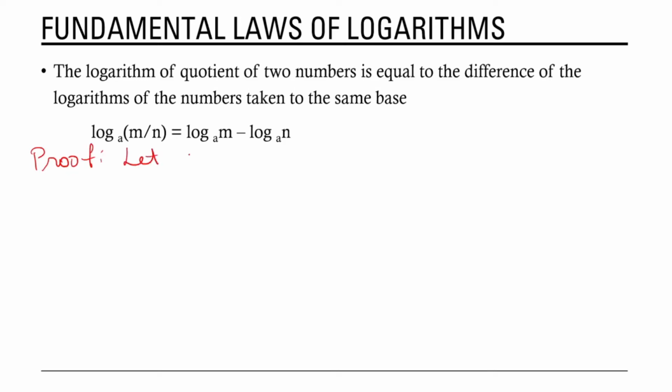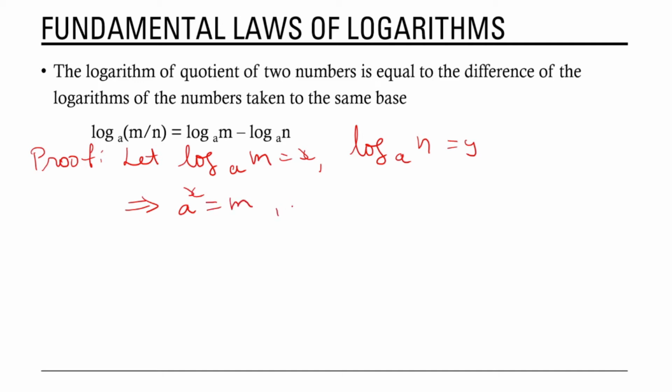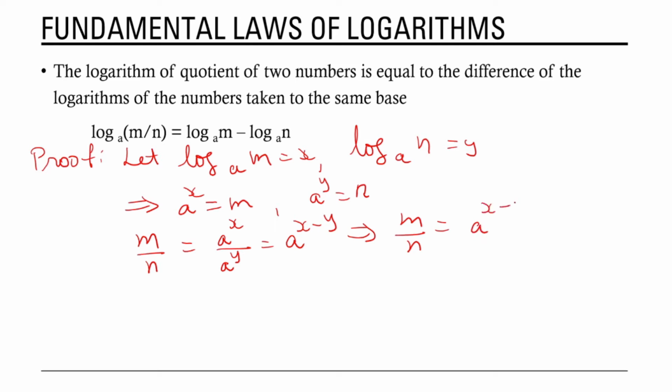Again, let us take log m to the base a as x and log n to the base a as y. So, this implies a raised to x is equal to m and a raised to y is equal to n. Now, considering m divided by n is equal to a raised to x by a raised to y. From the law of indices, we know that a raised to x by a raised to y is equal to a raised to x minus y. So, we have m by n is equal to a raised to x minus y.